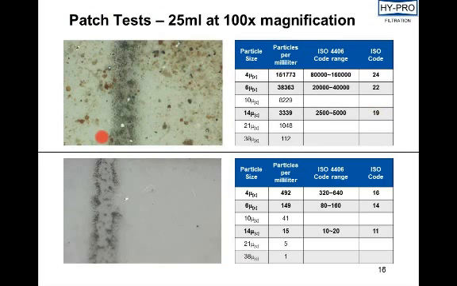This gives an idea of a micro patch with 100 times magnification. That's what 24, 22, 19 looks like. So 25 milliliters of fluid are pulled through a 1.2 micron patch, and then we look at it under 100 times magnification. Below that, we see a much cleaner patch that's at a 16, 14, 11.